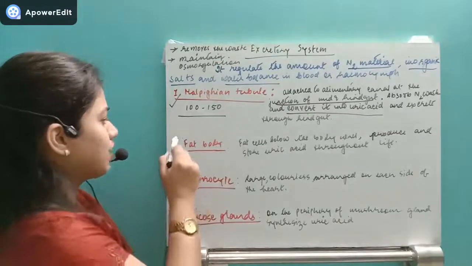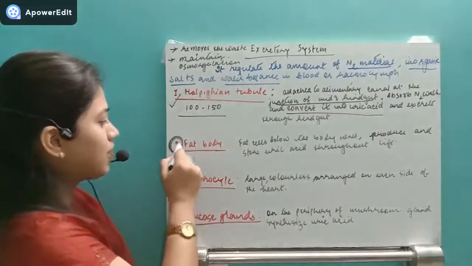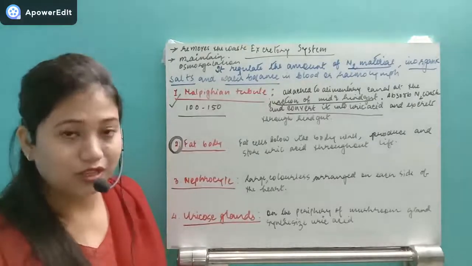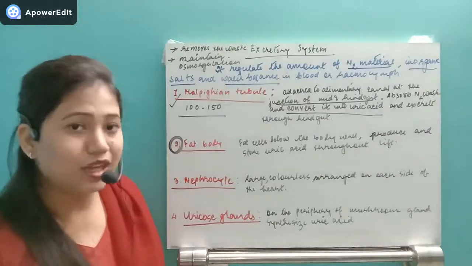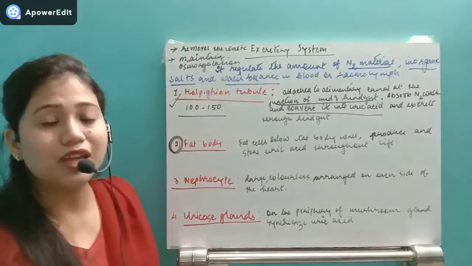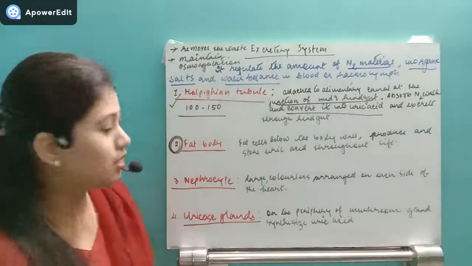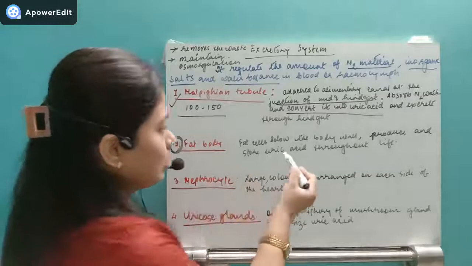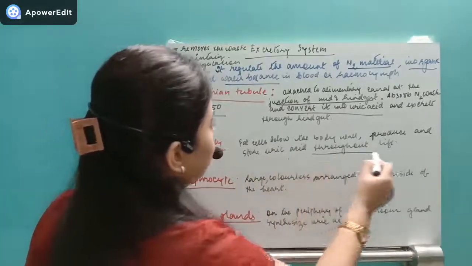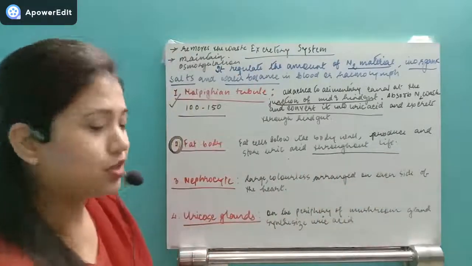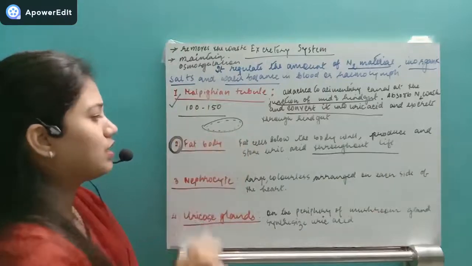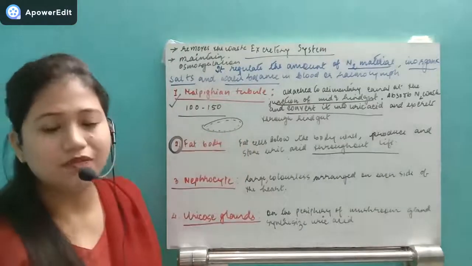Second one is known as the fat body. Remember, this fat body is important because it does not remove the waste product. They convert the ammonia into uric acid, but they store this uric acid throughout their life. So fat cells below the body wall produce and store the uric acid throughout life. In the cockroach, just beneath the body wall, they have these fat bodies, that means the fat cells.